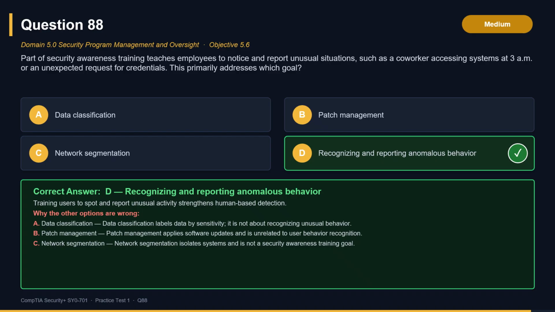Now, why the other options are wrong? Data classification is incorrect. Data classification labels data by sensitivity. It is not about recognizing unusual behavior. Patch management is incorrect. Patch management applies software updates and is unrelated to user behavior recognition. Network segmentation is incorrect. Network segmentation isolates systems and is not a security awareness training goal.